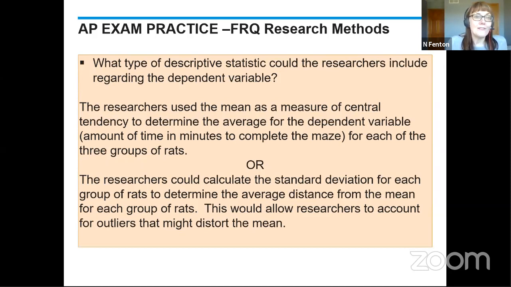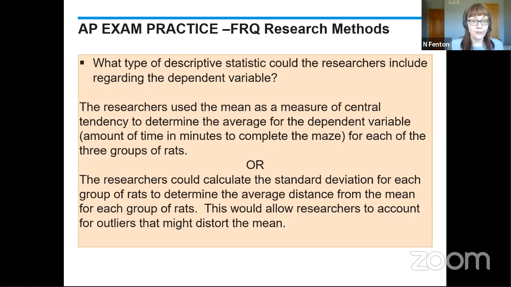Okay, what type of descriptive statistic could the researchers include regarding the dependent variable? So a descriptive statistic is a measurement used to illustrate the data without making inferences about generalization of the results to the greater population. And there's lots of examples of descriptive statistics. You could use any of the measures of central tendency. So I used a mean here in the first example. You could use median or mode potentially, as long as you related it to that dependent variable, which is the amount of time it took the rats to finish the maze.